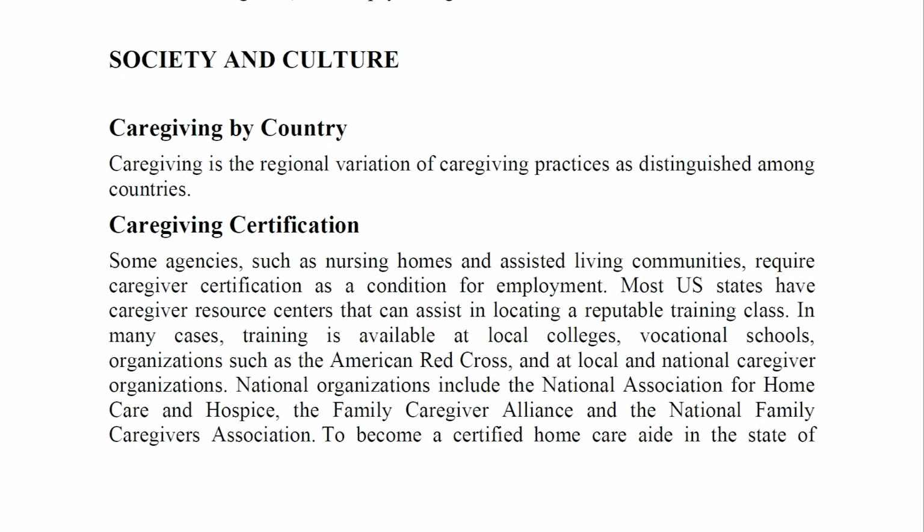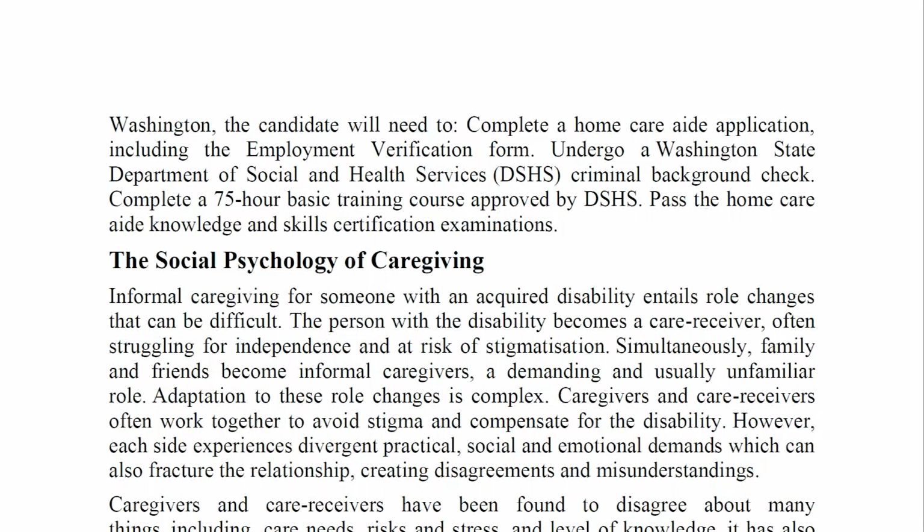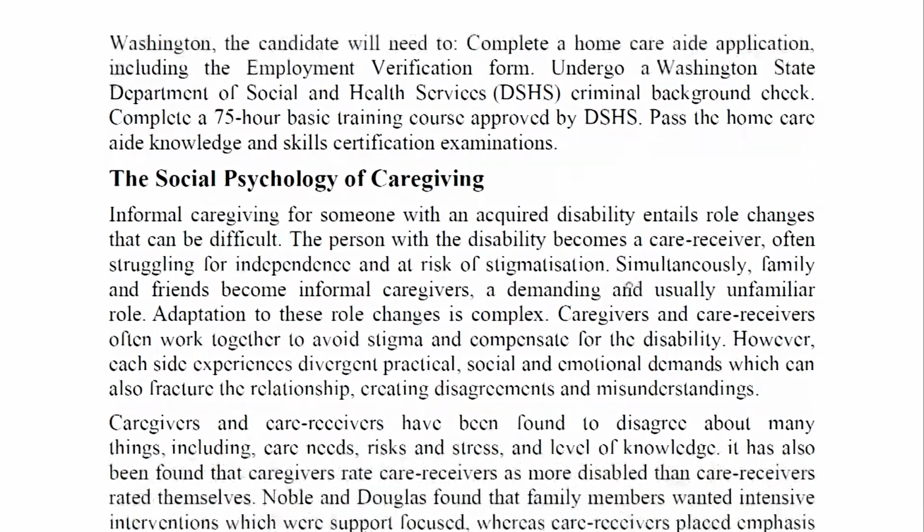Association. To become a certified home care aide in the state of Washington, the candidate will need to complete a home care aide application including the employment verification form, undergo a Washington State Department of Social and Health Services criminal background check, complete a 75-hour basic training course approved by DSHS, pass the home care aide knowledge and skills certification examinations.